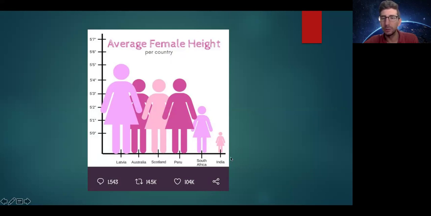It makes Indian women look like they're 1 foot tall, right? And that Latvian women maybe are like giant 8 feet tall. And the issue here really comes from the jump, right? If we assume that we're starting at 0, what this is saying is that Indian women are 5 feet tall on average.